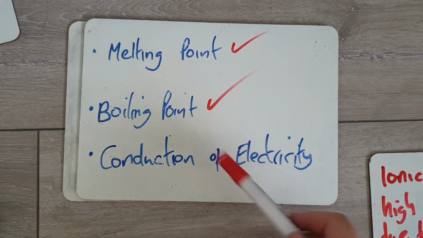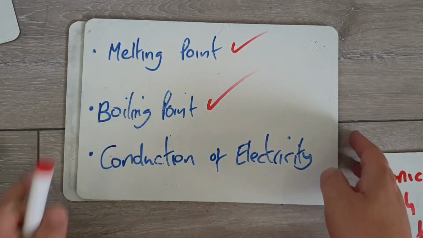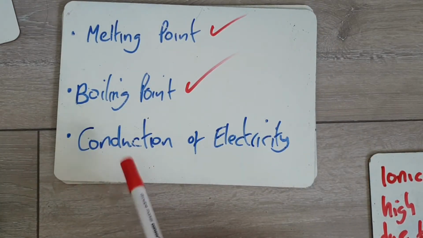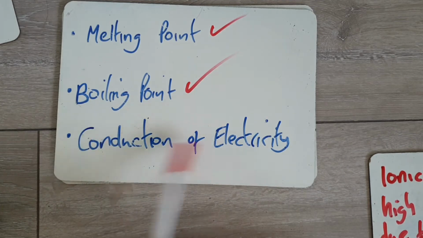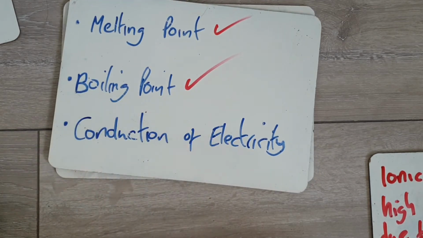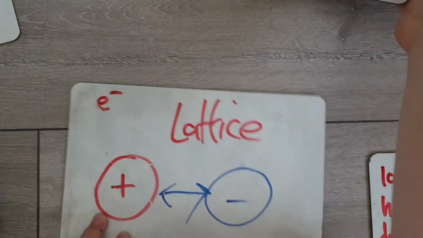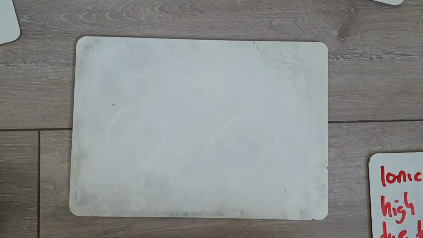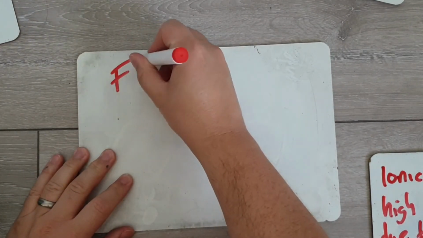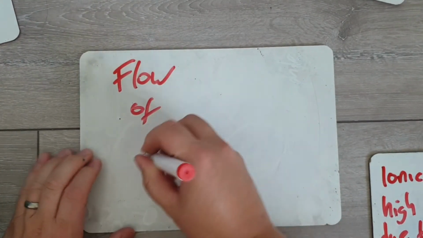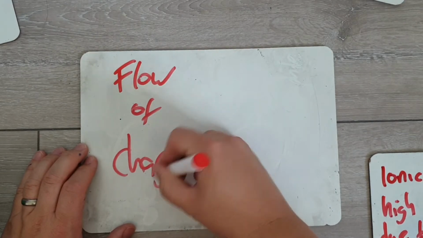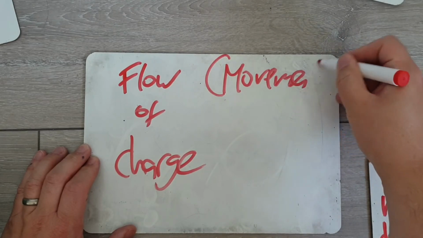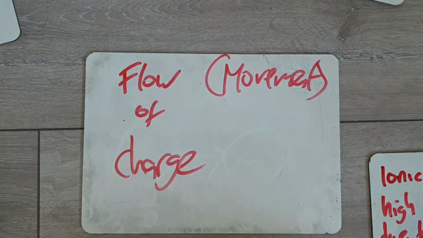So the last point, do they conduct electricity? I recommend you go and watch the properties of covalent compounds video, because then I explain what conduction of electricity actually is. So I won't do the full introduction into it in this video, but to conduct electricity, electricity is a flow of charge. Flow, fancy word meaning movement. So we need charges that can move.